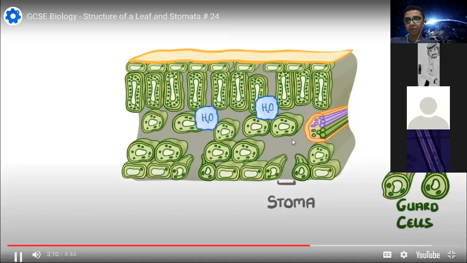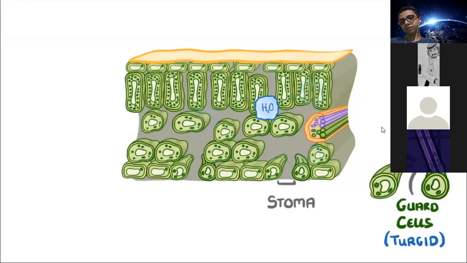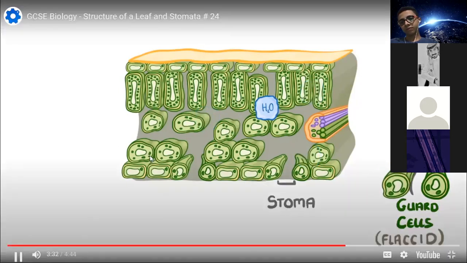When the plant has lots of water, so it doesn't need to worry so much about conserving it, the guard cells will be well hydrated, which we call turgid, and this makes the gap between them larger, allowing more carbon dioxide to diffuse through. On the other hand, when the plant is short of water, the guard cells will lose water due to osmosis, and they'll become flaccid. This in effect closes the stomata, meaning that the plant no longer takes in carbon dioxide.